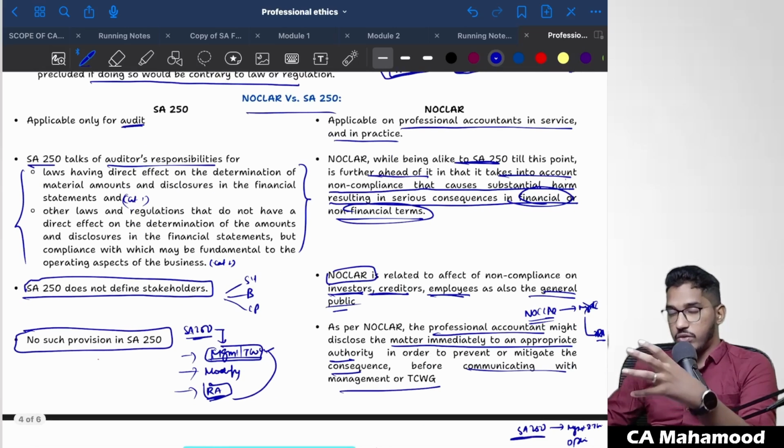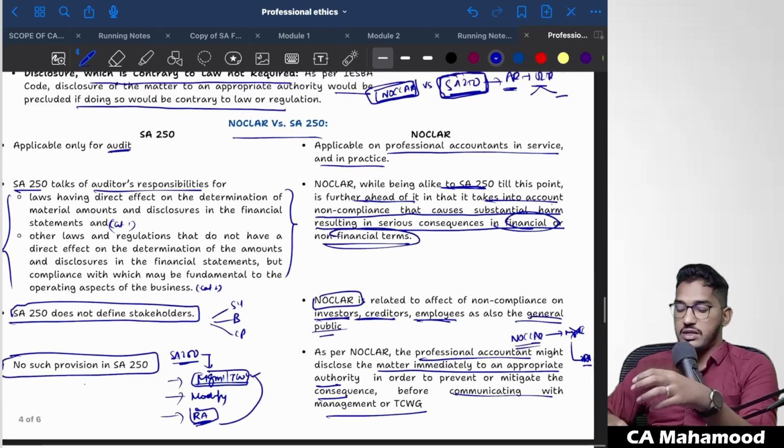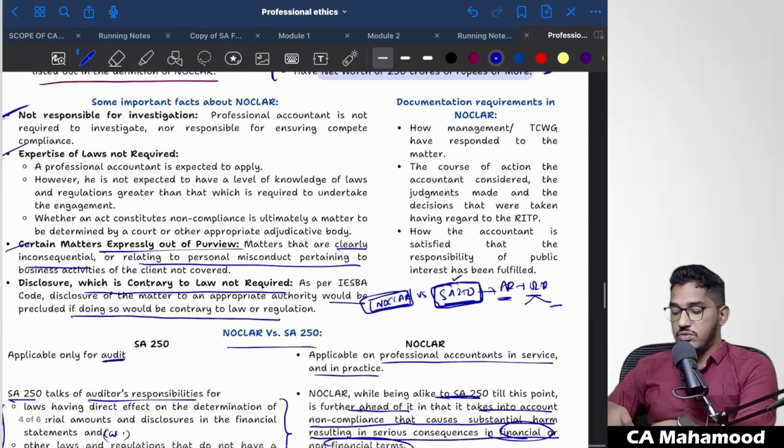And in case of NOCLAR, there is a provision that if you feel communicating with the management and those charged with governance is not appropriate, first you can go and communicate with the regulating authority to minimize the consequences. But no such provision is there under SA 250. So these are the differences between NOCLAR versus SA 250.